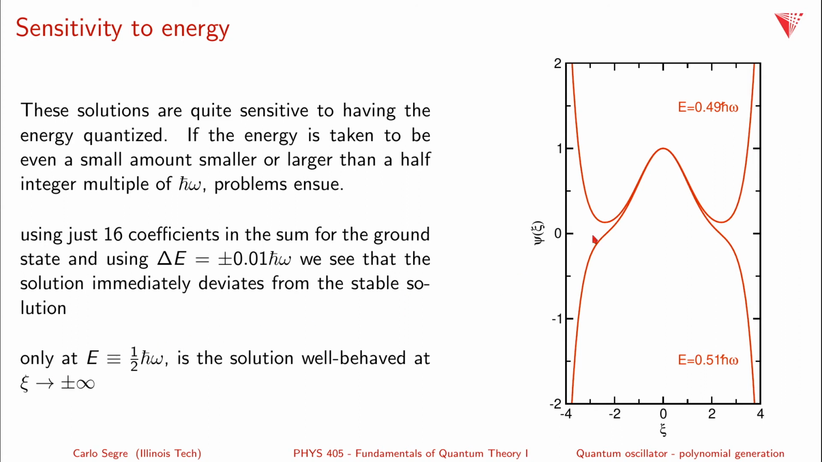If I take E as 0.49 times h bar omega, you see it goes to infinity at large c. If I make it 0.51 h bar omega, then it goes to negative infinity immediately. And no matter how small I make this, if it's anything that's not 0.5, you will find an infinity. So only for the ground state, only for 1/2 h bar omega, is the solution well behaved at c equals plus or minus infinity.